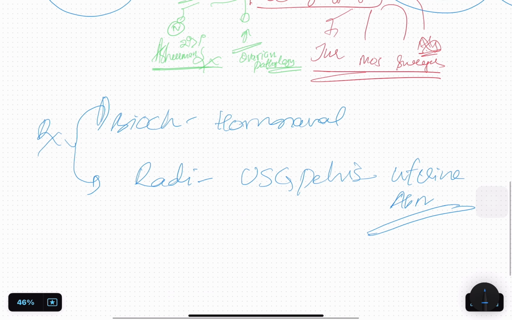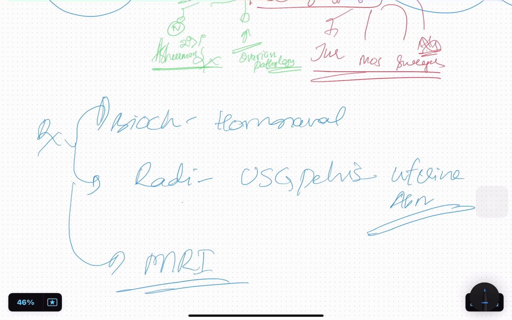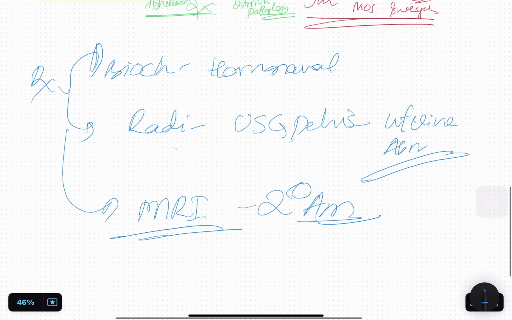Then MRI, in radiology itself, MRI for other conditions like, if you suspect any brain pathology, for example, other conditions you need to check. This is basically for secondary amenorrhea. In primary, I don't want to talk about this. Then pathology, there is nothing else. Nothing much related to pathology. Even infection also, there is nothing much.